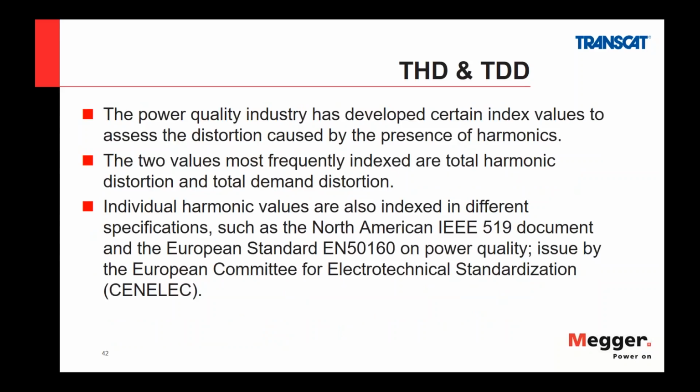So the power quality industry has developed certain index values caused by the presence of harmonics. As we just spoke about, that would be the THD and the TDD, or total harmonic distortion and total demand distortion. These come from different standards, IEEE 519, the European standard EN 50160.